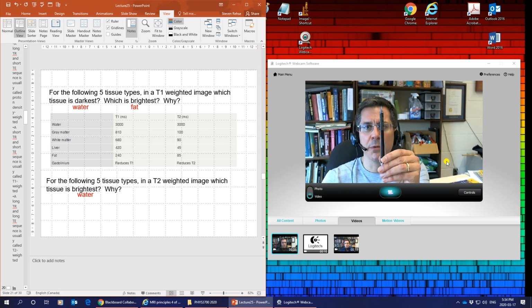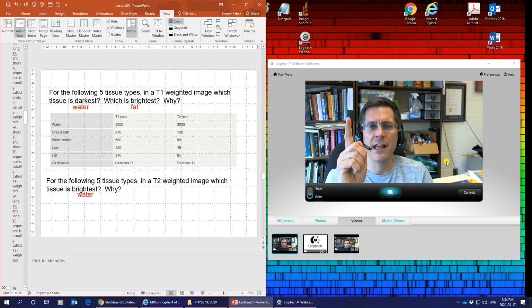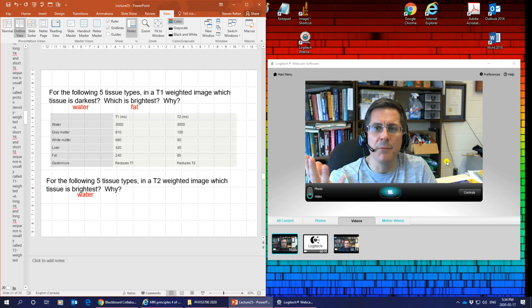So T1 is the recovery in this plane. For water, it takes a long time for it to come back, right? The longitudinal relaxation is slowly coming back. So for water, it takes forever. And you're choosing the repetition time such that no matter where it is, bang, the repetition time is bang, bang again. If it hasn't recovered, when you do bang, there's nothing to recover. It's black. There is no signal, right?